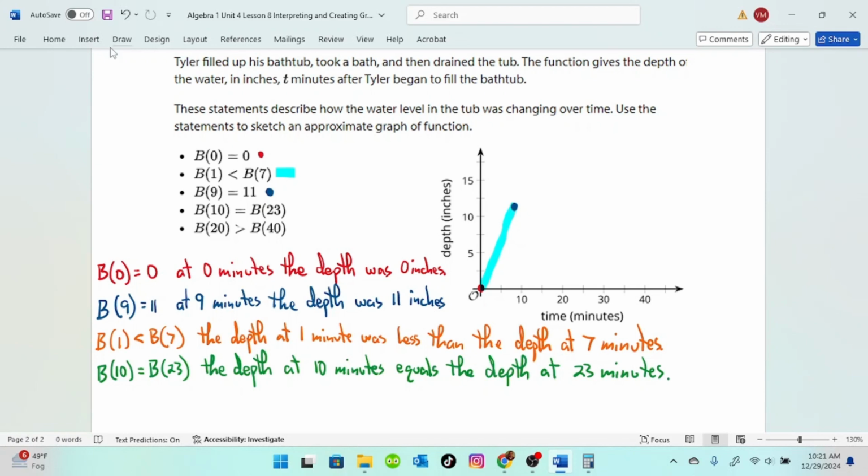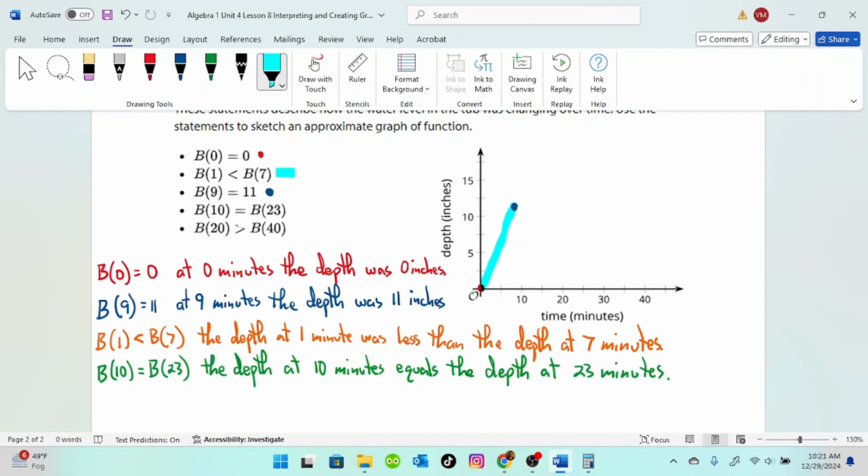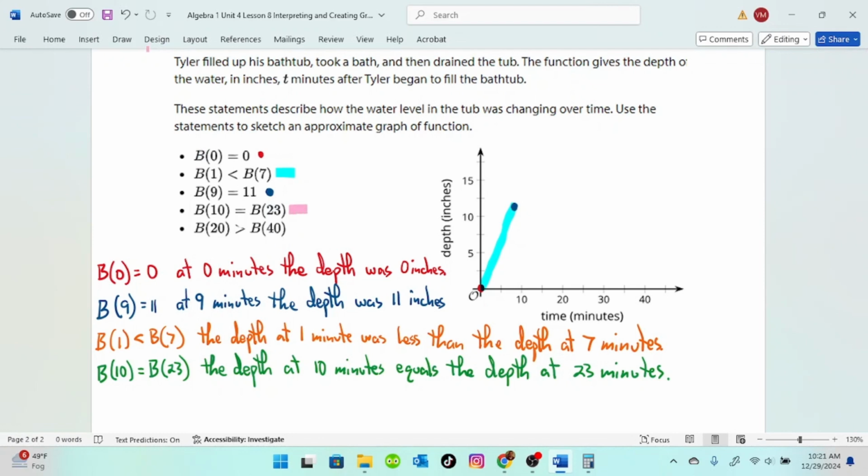So what I'm going to do is I'm going to say that the tub was filling up between 0 minutes and 9 minutes. And now I'm going to use this pink highlighter line to say that up until 23 minutes, the water stayed the same. And so now we can see that at 10 minutes and at 23 minutes, the water was the same depth because the tub had been filled and Tyler was simply taking his bath at that time.